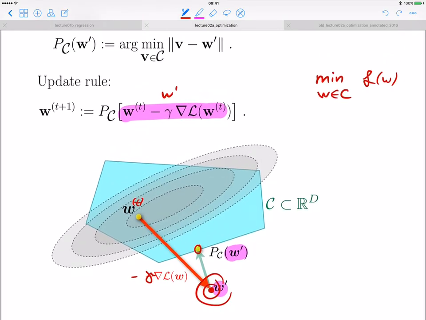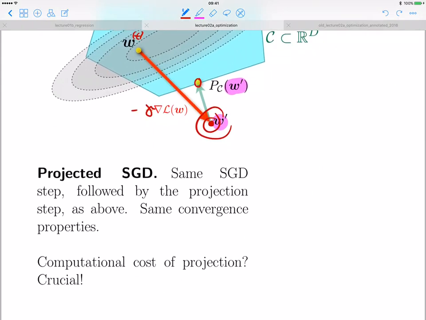Here's the definition of the projection again. The only question that comes up is how expensive is it, right? So the gradient steps were nice, not too expensive, but now this additional projection could make life much harder for us. It might be very costly. If the set has a very difficult shape, then this can cost a lot of time. And so that's an issue. So you need to think a bit about the computational cost.